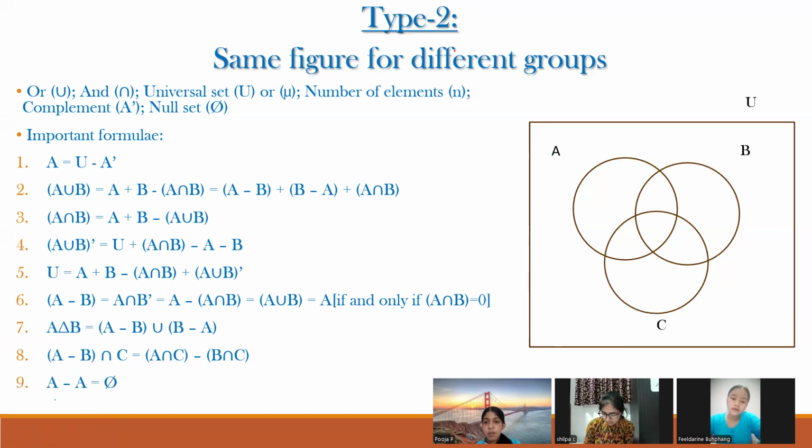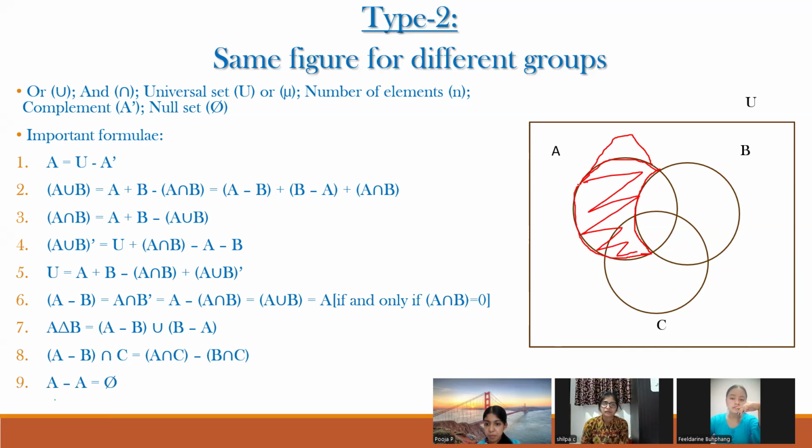A difference B. So that is all those which are a part of A, but for any reason should not be a part of B. That is this particular portion. Yes, this portion is of course a part of A as well, but it is also a part of B, so since B is involved here, we will not consider it. That is the meaning of A difference B. Only this red mark will be considered as A difference B.